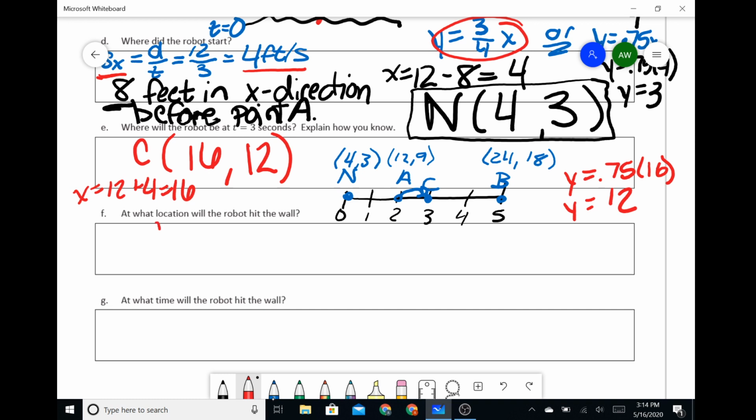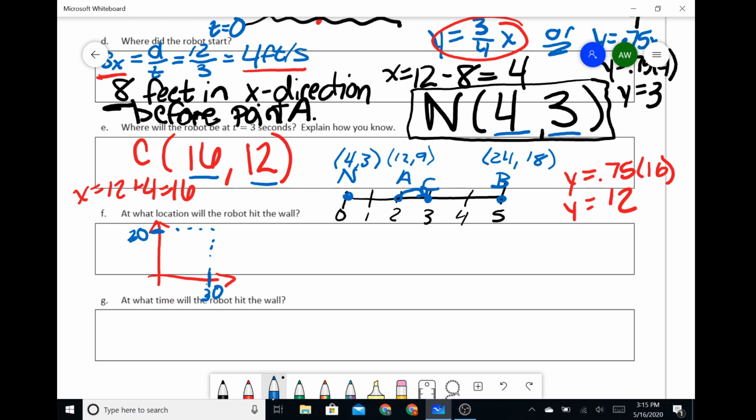Okay, so if I'm looking here at my picture, right, I talked about the fact that this wall is at 30 and this wall is at 30, right? Because we're looking at a 30 by 30 room. Now, the important thing about this is that we know that the X number has always been higher than our Y number, right? 16 is higher than 12. 4 is higher than 3, right? 12 is higher than 9. 24 is higher than 18.